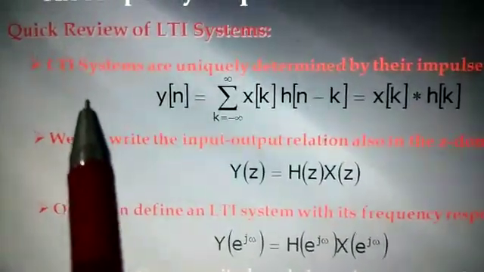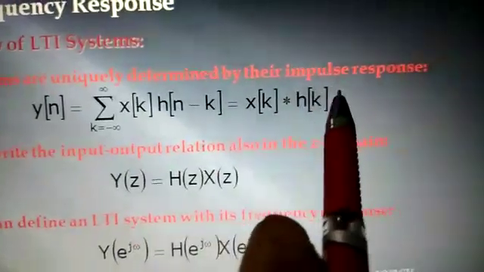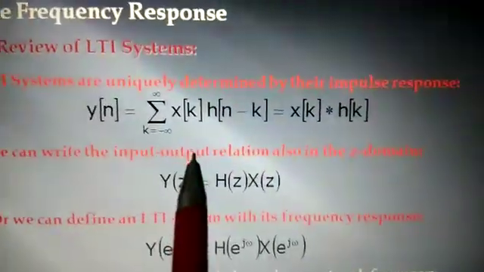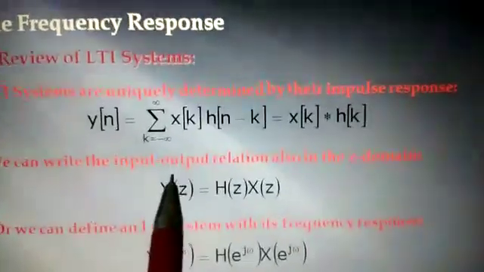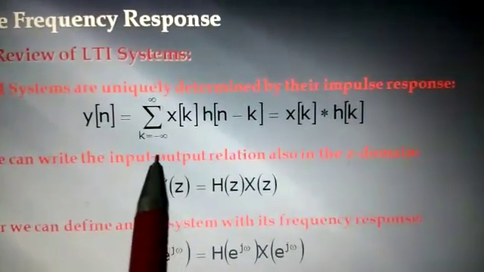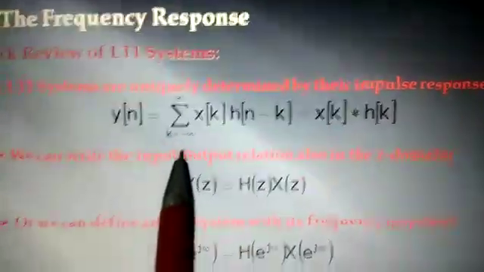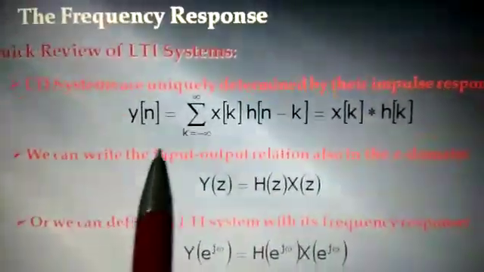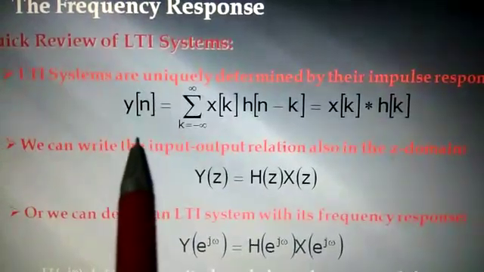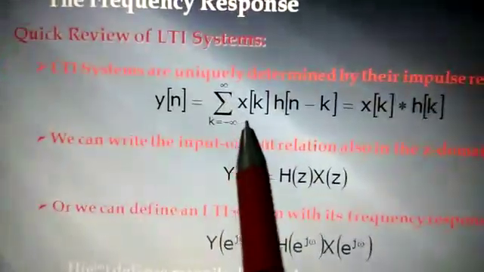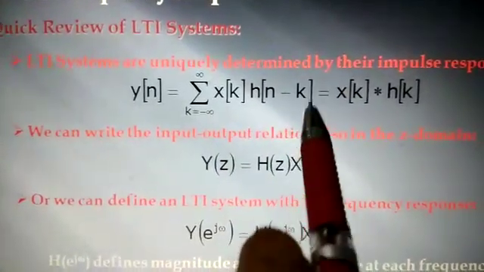Quick review of LTI systems. You can say LTI systems are uniquely determined by their impulse response. The impulse function is del of n, and the response is given by h of n. The response of the impulse function is always given by h of n. So here let us say y of n is equal to the summation k equals minus infinity to infinity of x of k h of n minus k.